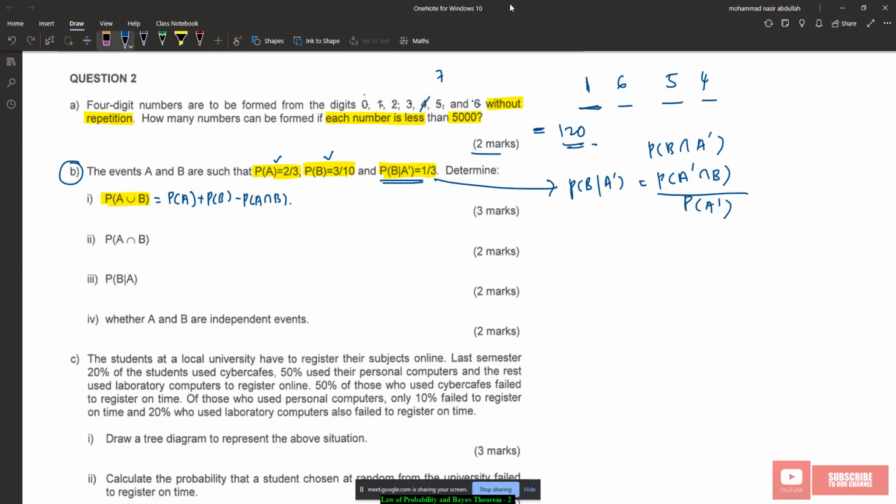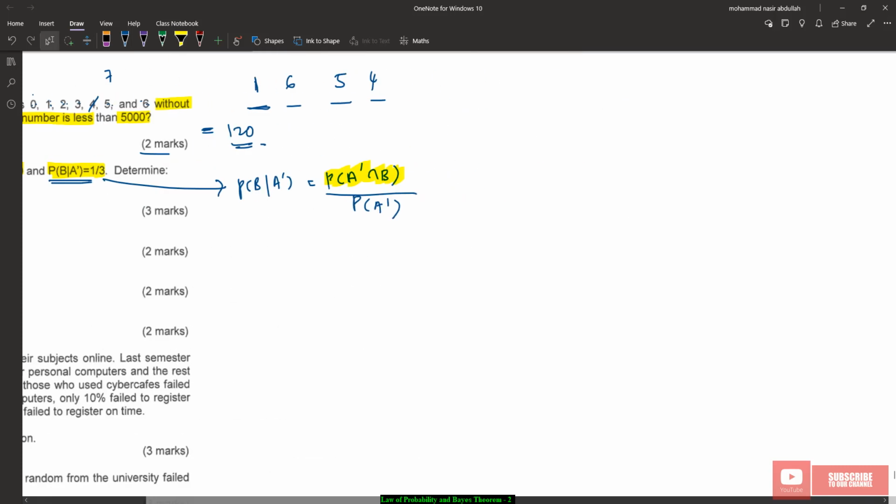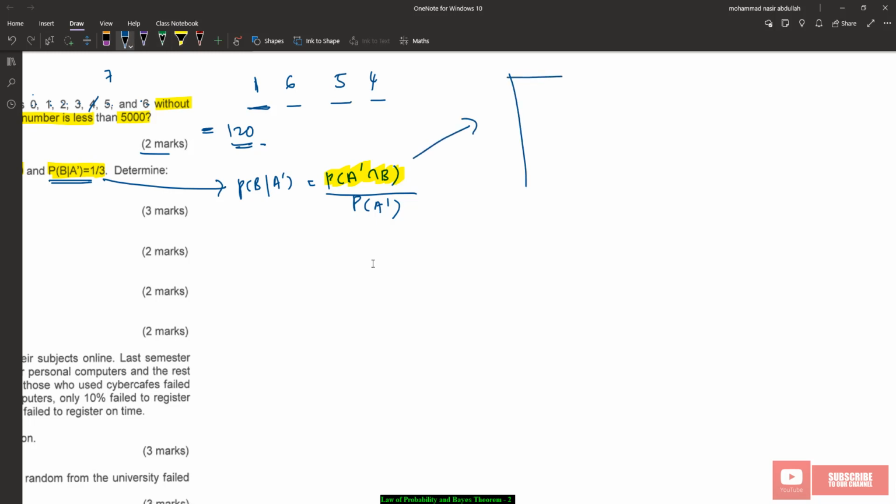But we know probability of A complement intersect B, right? So let's focus on A complement intersect B. Let me put this aside for a moment. If we cannot confirm what the formula is for A complement intersect B, we can always refer to the Venn diagram. So always refer to the Venn diagram.